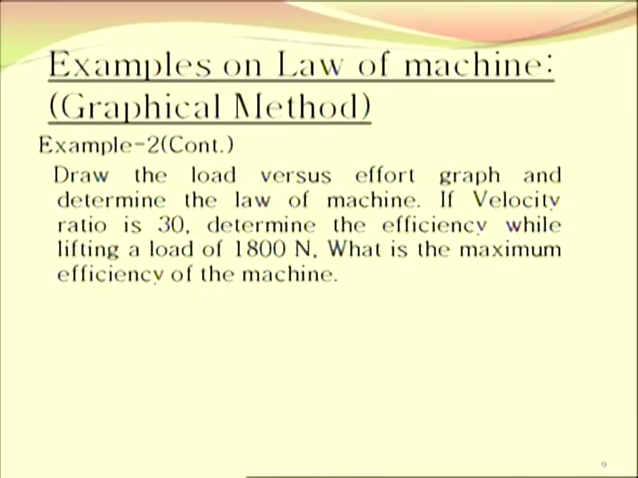Here in the example it is required to draw the load versus effort graph and determine the law of machine. If the velocity ratio is 30, determine the efficiency while lifting a load of 1800 Newton. What is the maximum efficiency of the machine? The data given is a velocity ratio of 30.